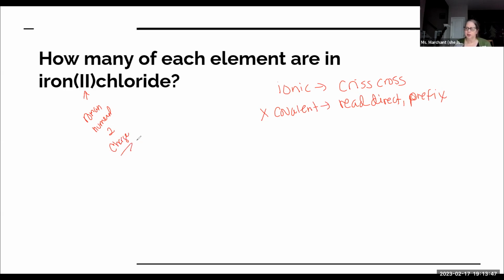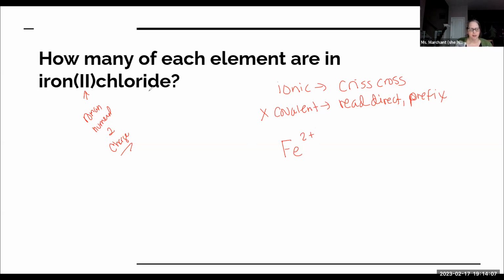So I didn't have a Roman numeral last time. Why not? Aluminum has a very steady charge at 3. Okay. Iron charge can change or transition. Okay. So iron, chemical symbol, capital F, lowercase e, with a 2+ charge.